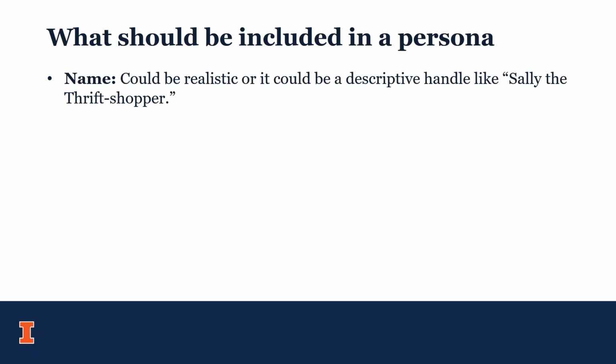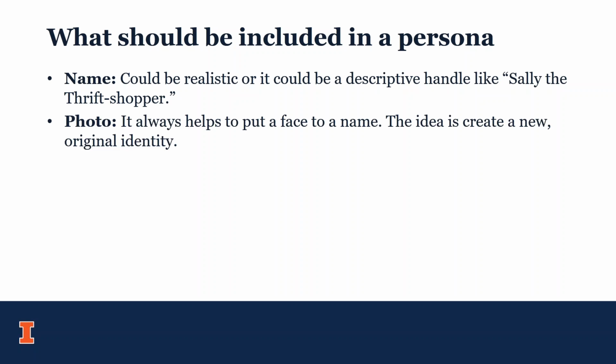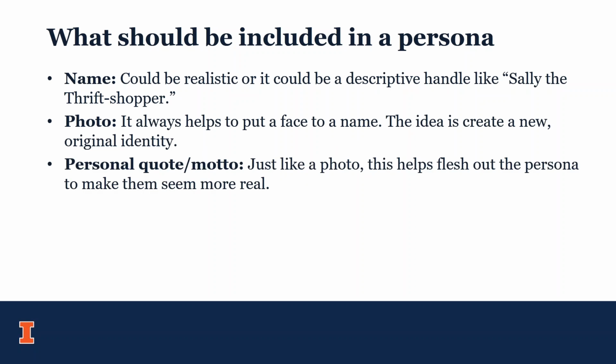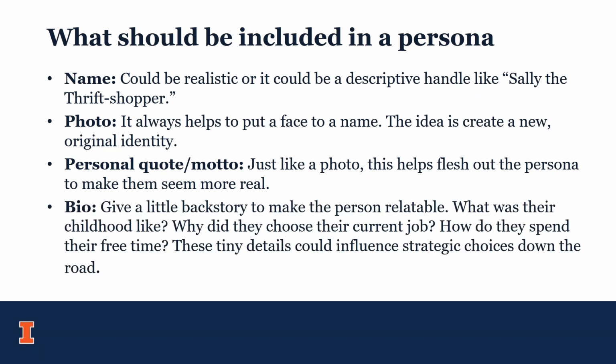So what are some of the things that go into personas? Well, first, there's a name, just make up something. It can even be Sally the thrift store shopper or something like that. So something realistic. A photo is always nice to put a face to a name. But the idea is to create something new and original, something that you can relate to. And then just like with the photo, you need to make it even more personal by maybe adding a motto, like what is she really interested in? What is her main goal in life or something like that? A bio is always nice, a little backstory. What kind of life is she living? What did she do in the past? What shaped her? What are the influences? What influences her choices now, or his choices now?